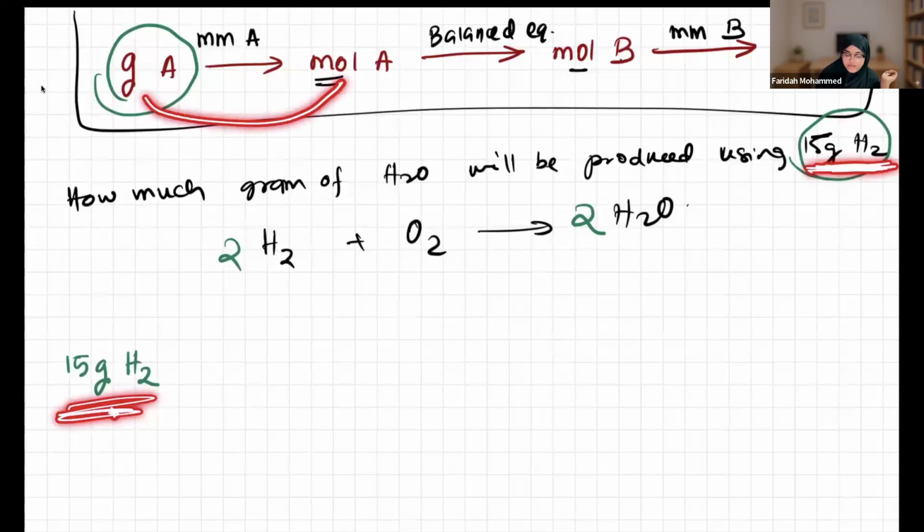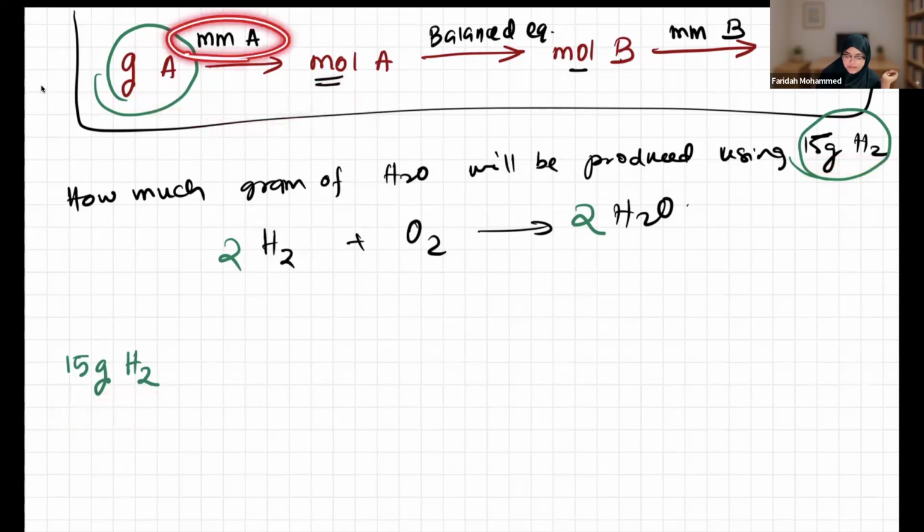And we want to go where? Moles of A. What do we use? We use the molar mass of A. So now, Craig, that is when your relation comes in. So what is the relation? The first relation is with the molar mass of A, which is hydrogen. What is the relation? 1 molar mass of hydrogen is 2 grams of hydrogen.